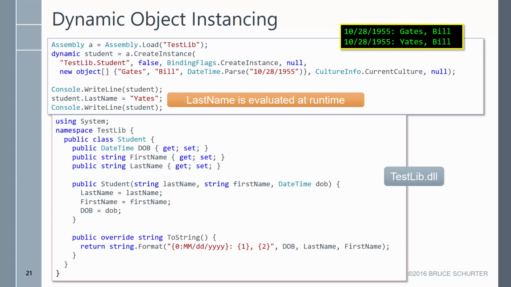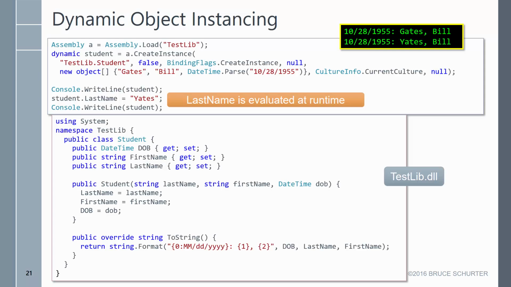Here's an example of how you can use the dynamic keyword to dynamically create an object. So notice here we have assembly A equals assembly.load testlib. So we're making an assumption we have the ability to find the testlib DLL, which is defined at the bottom. As you can see here, it's a simple library that has a class called student, which has 3 properties: date of birth, first name and last name, a constructor that accepts 3 parameters, and then a toString member.